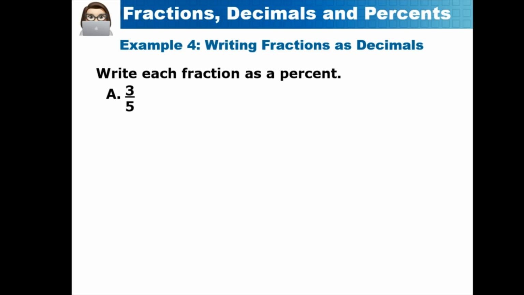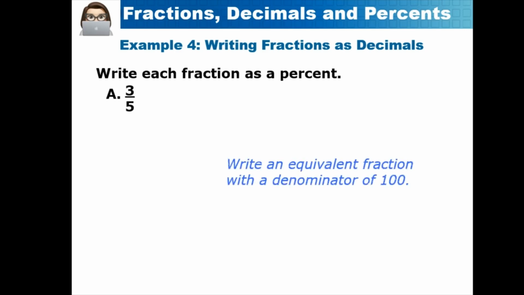Example 4. Writing fractions as percents. Write the fraction as a percent: 3 over 5. You can press it in your calculator or do it this way if you don't have a calculator. So 3 over 5, we multiply 3 by 20 and multiply 5 by 20.